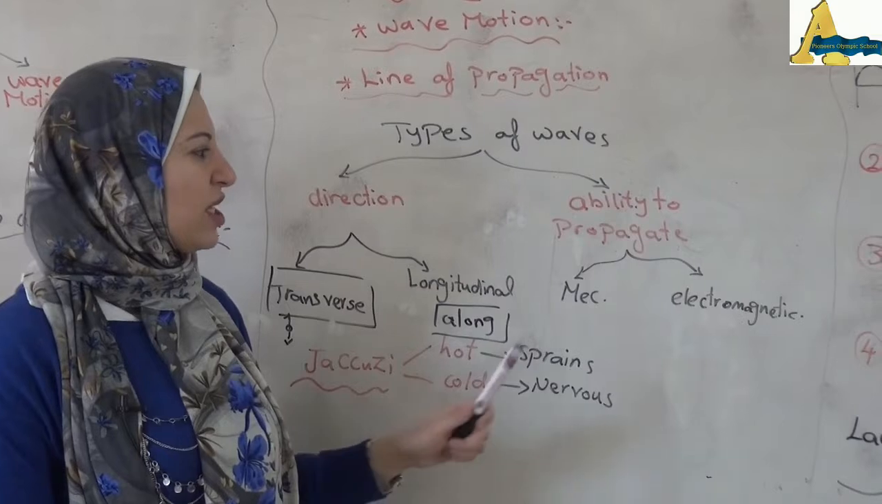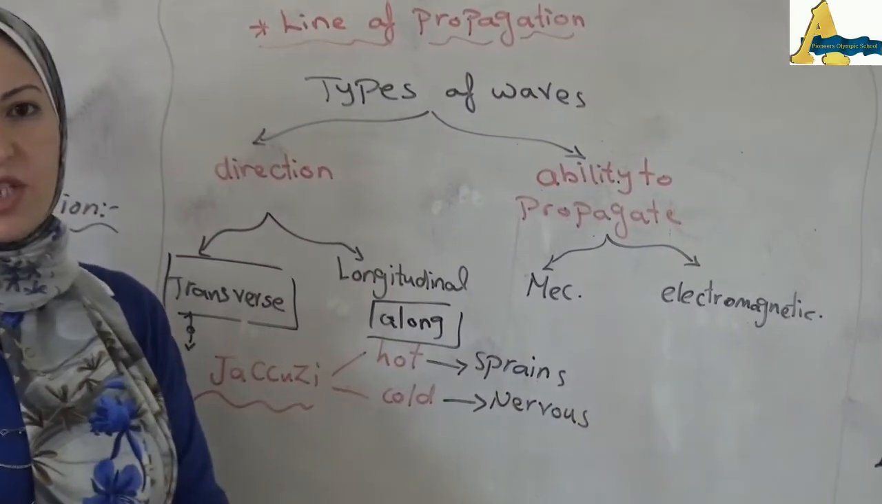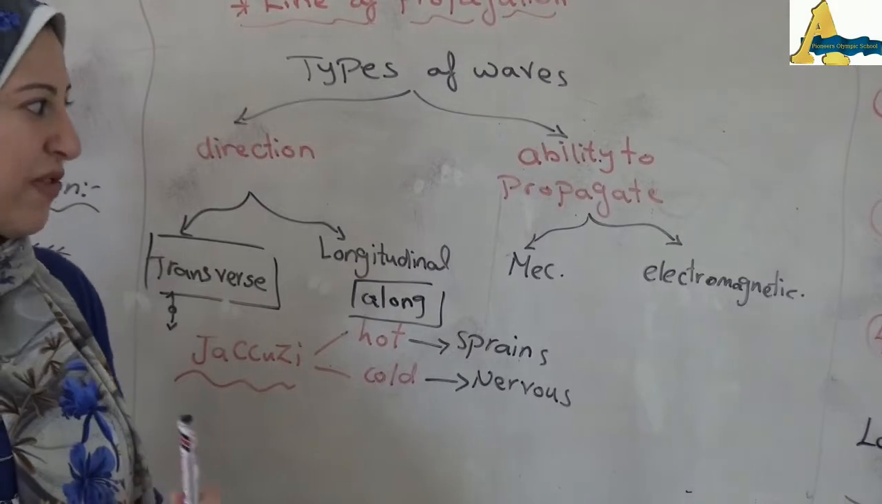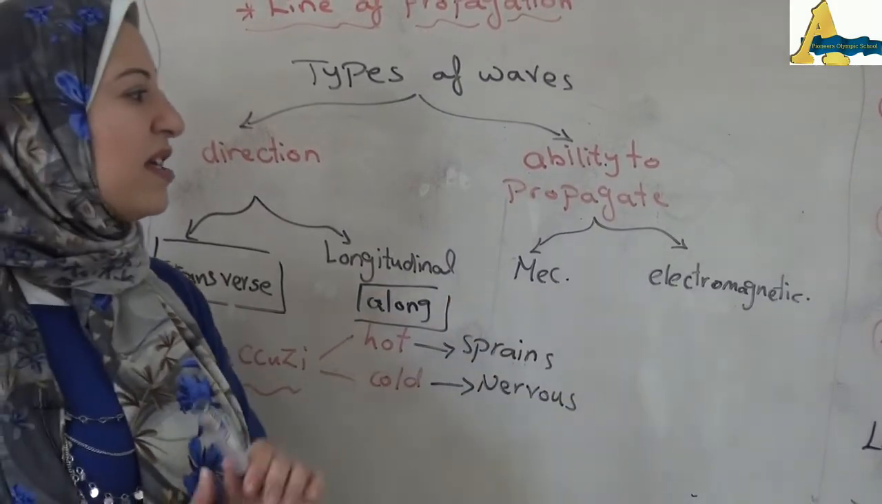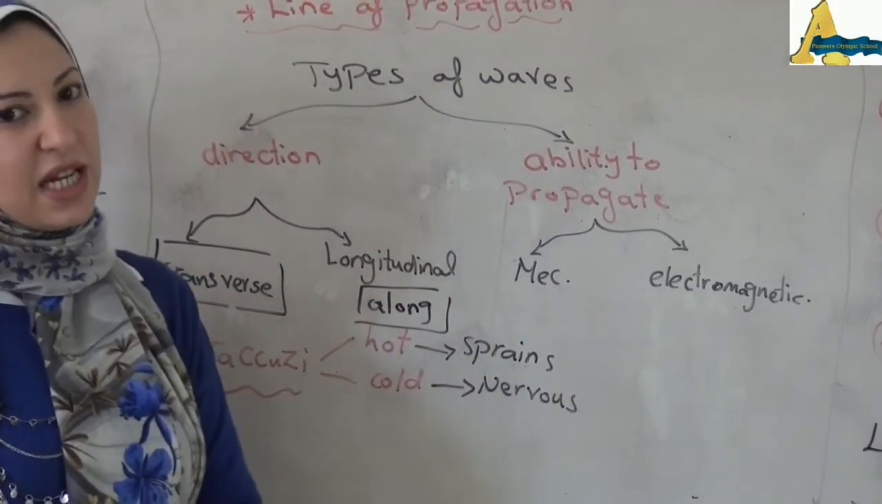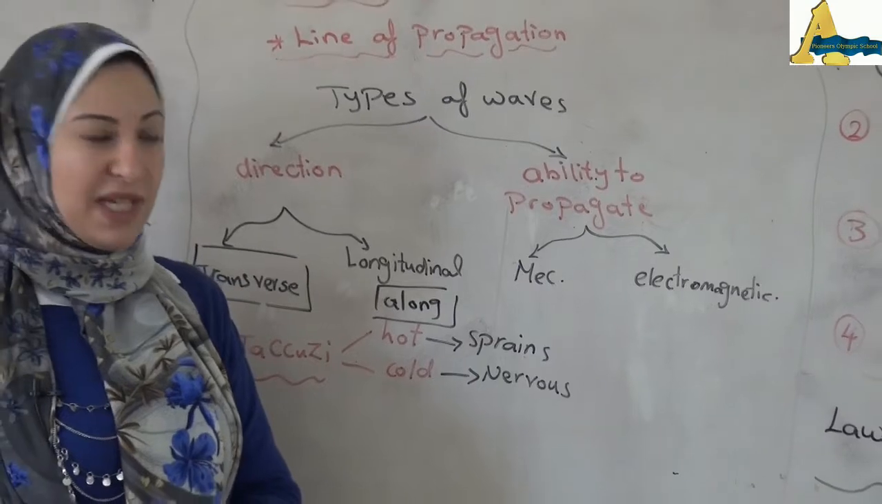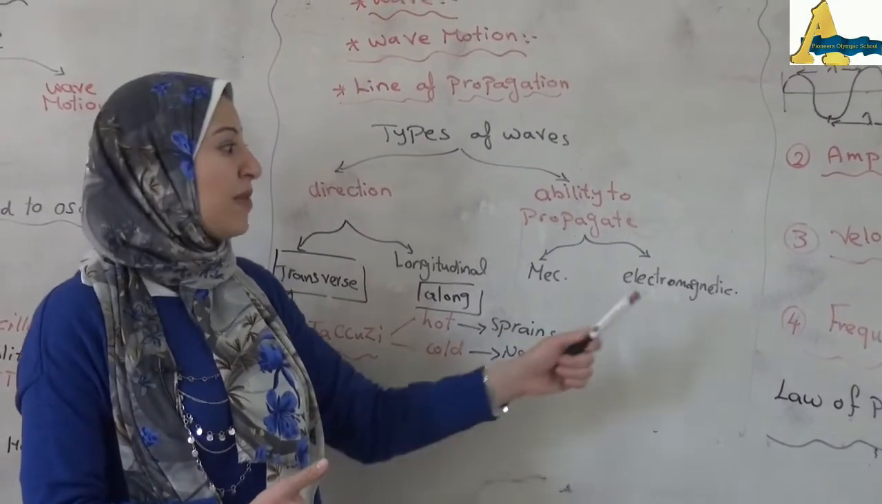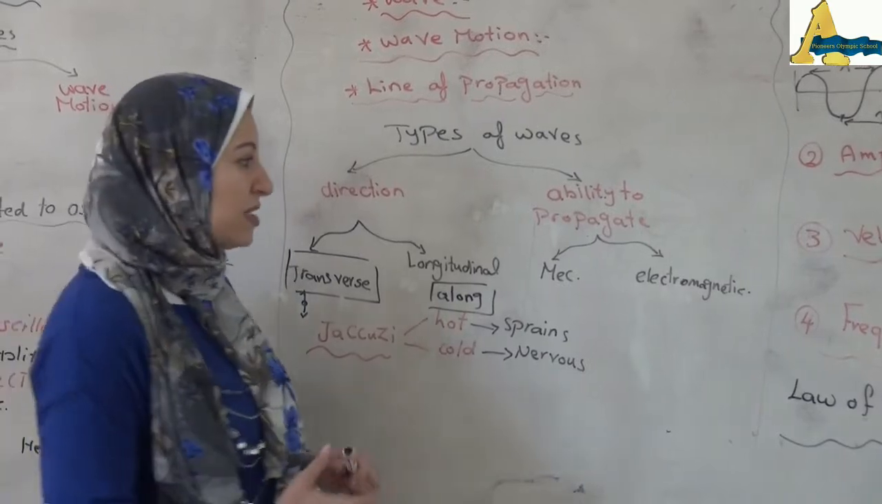And we studied them in the last year. We said mechanical waves are the type of waves that need a medium to propagate, and they cannot travel through space or vacuum. Electromagnetic waves can travel through vacuum and also through all media. Mechanical waves have a low speed, but electromagnetic waves have a great speed.